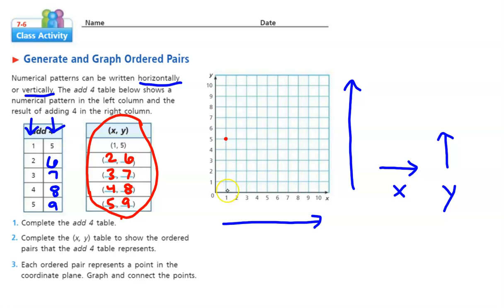The next one is 2, 6, so I'm going to go over 2 and then up 6, which will go right there. Then it's 3, 7, that goes right there. Then it's 4, 8, that'll go right there. And then 5, 9, which will go right there. And then it even says it wants us to connect those points. So our job is to try to connect those as straight as we possibly can to make a line.